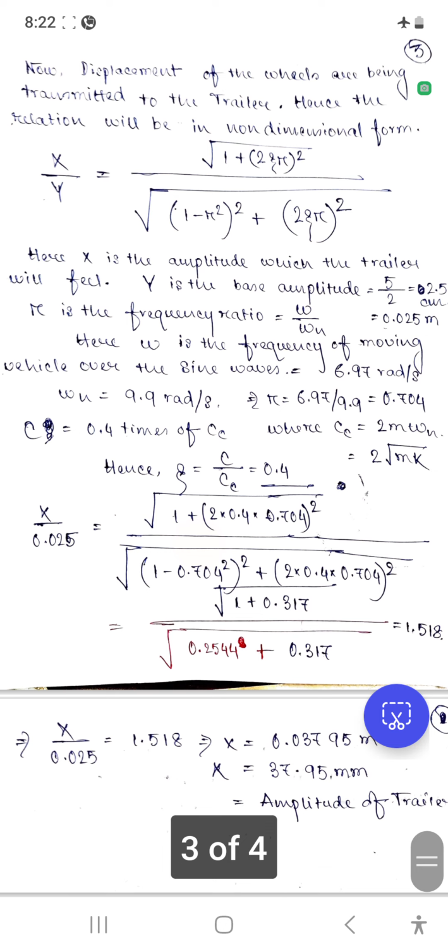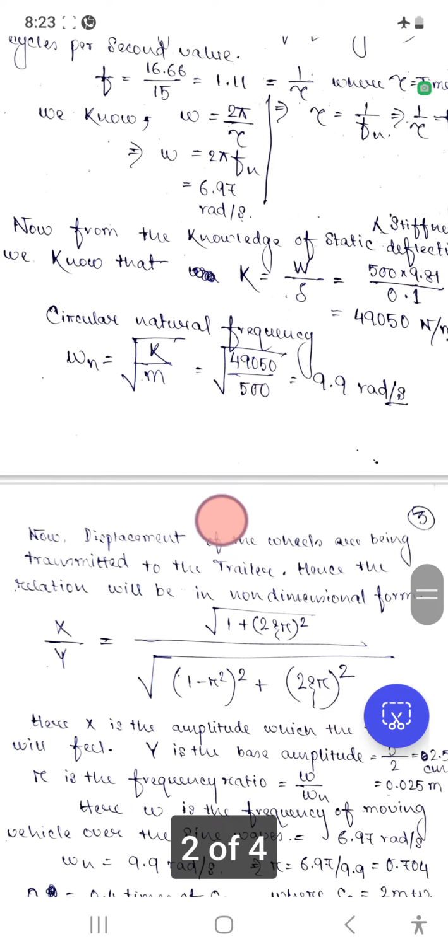So from there I am getting that x equal to 37.95 mm, or x equal to, we can say, 3.795 centimeter, okay, or 0.03795 meter. So I can see that though the base was excited or displaced by an amount of 2.5 centimeter, but due to the vibration behavior of the system which is attached to it, the transmission zone, it is obviously more, and more amount of displacement means 3.795 centimeter इस ट्रेलर पे ट्रांसमिट हो गया.